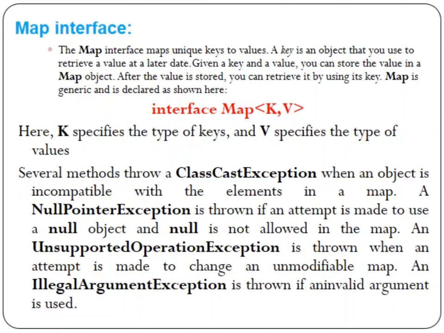The Map interface has combinations of key and value associated with each other. With the help of a key, we can retrieve the values, and the key should be unique, whereas a value can be a duplicate. Given a key and a value, we can store the values in the Map object. After the values are stored, we can retrieve them by using the key.